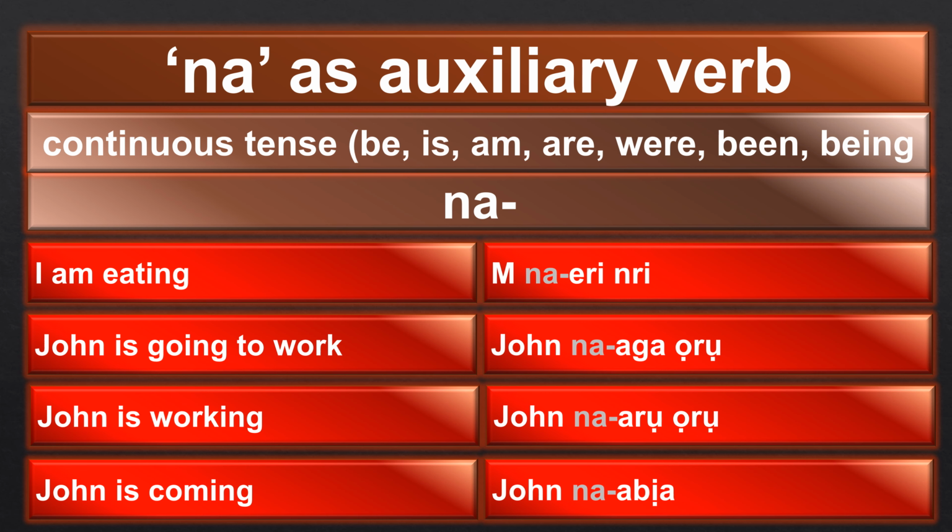Na as auxiliary verb. Na could be used as auxiliary verb in continuous tenses to mean be, is, am, are, were, been. So when na is an auxiliary verb, it is written NA hyphen. For example, I am eating. M na-eri nri.